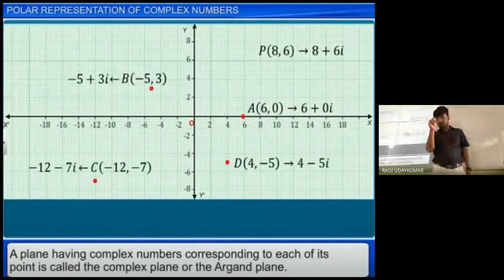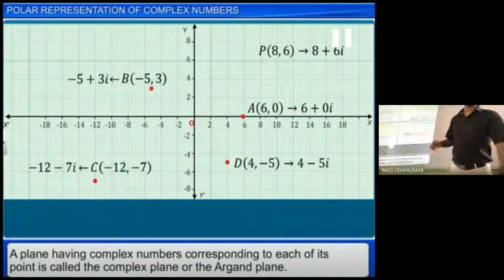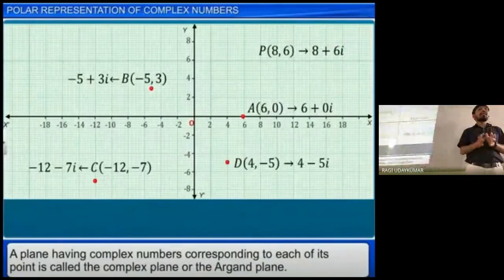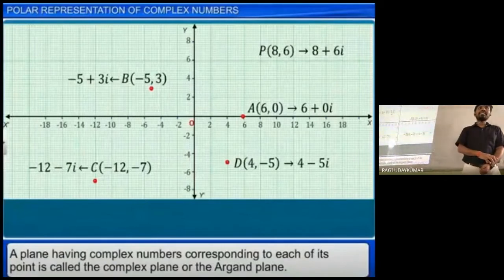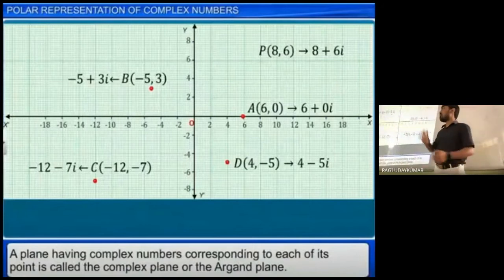In case of normal real numbers we have the usual plane, but the plane having complex numbers corresponding to each of its points is called the complex plane or Argand plane. We can call this plane a coordinate plane too. But here, when you are taking every point, say minus 5 comma 3 is a point taken. It represents minus 5 plus 3i. It represents the complex number minus 5 plus 3i.